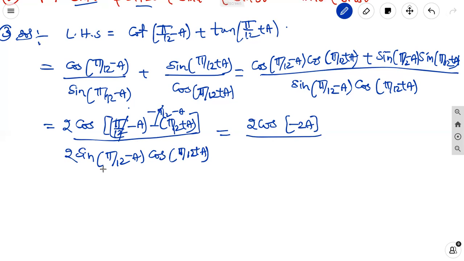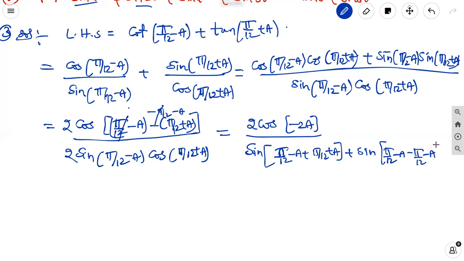It is in the form of 2 sin A cos B. 2 sin A cos B means sine of A plus B, that is pi by 12 minus A plus pi by 12 plus A, plus sine of A minus B. A is pi by 12 minus A, minus means minus pi by 12 minus A. Cos of minus theta is cos theta only. Why? Because it is an even function.